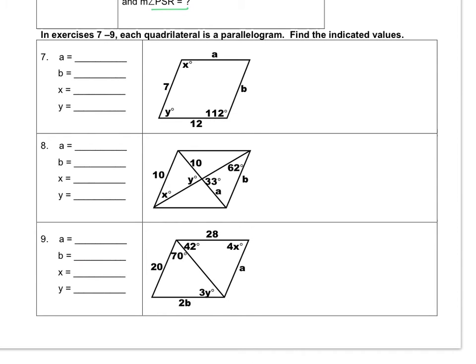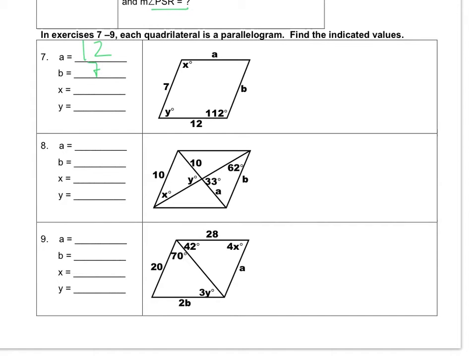Okay, on number 7, 8, 9, we have a quadrilateral. So opposite angles are the same, opposite sides are the same, so set them equal to each other. If you're looking for A, A is a side length. Opposite this side length is 12, so A has to be 12. If you're looking for B, B is a side length. The opposite side of B is 7, so B is 7.